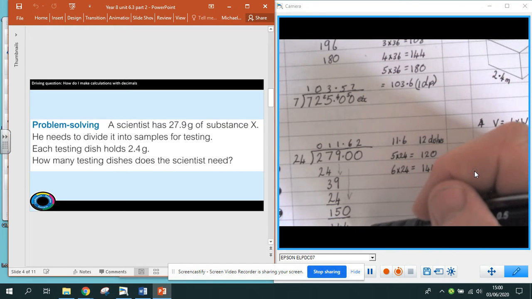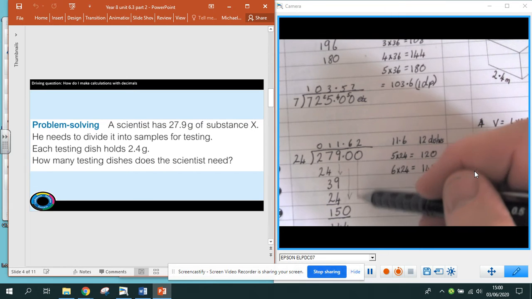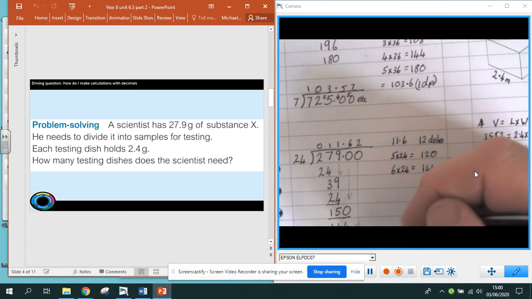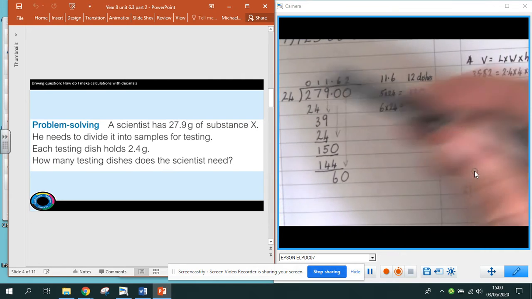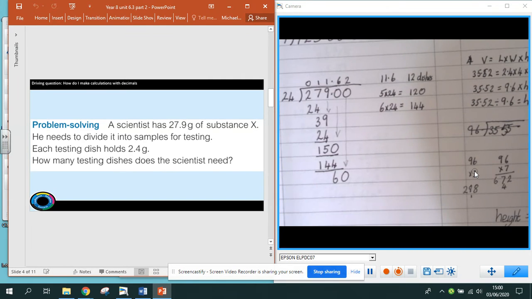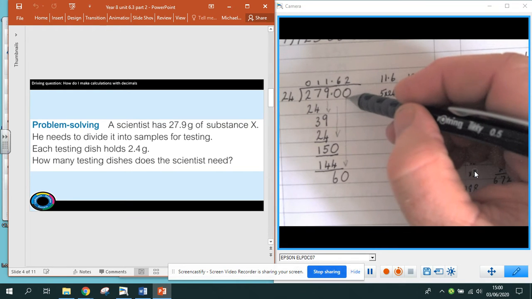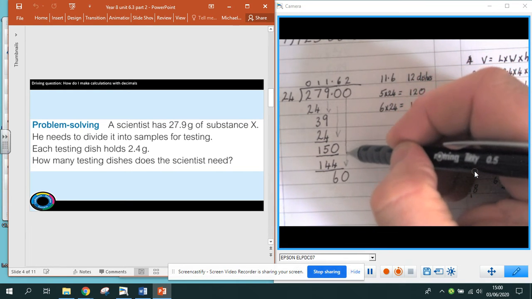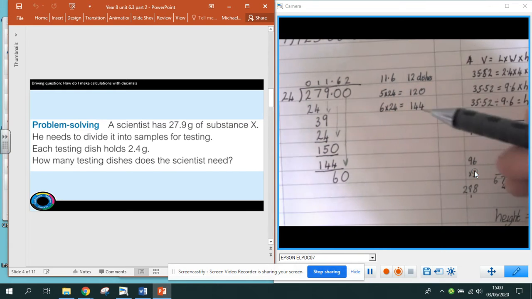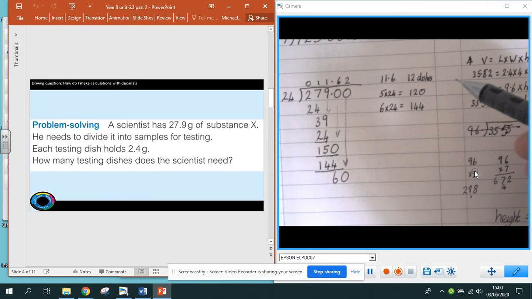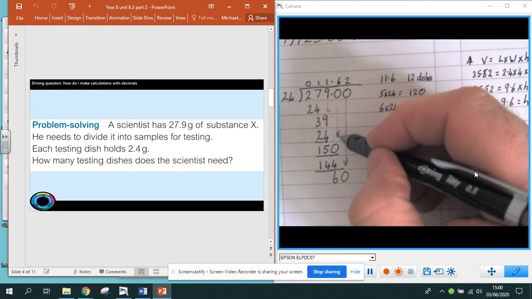So I know this is a 6. That's 60, so bringing down the next 0, it becomes 60, so there's going to be 2 24s there. At this point I stopped. I know this question doesn't ask you to give to any number of decimal places, but the question says how many dishes do you need? Well, you need 11.6 dishes.